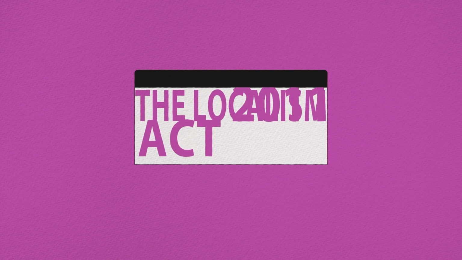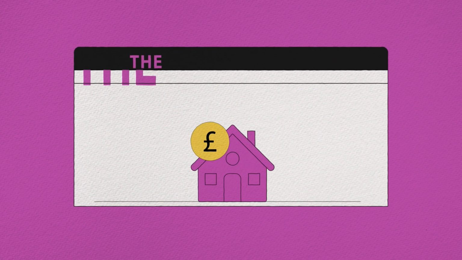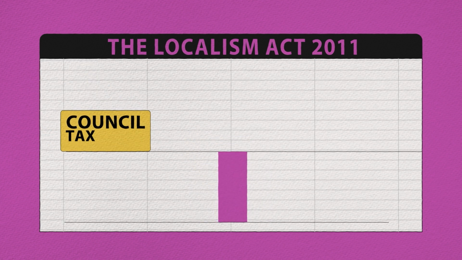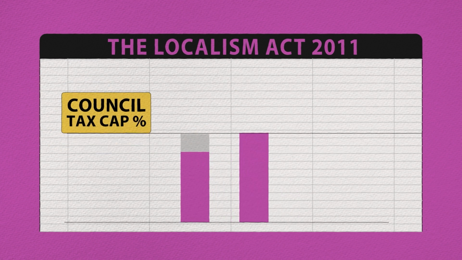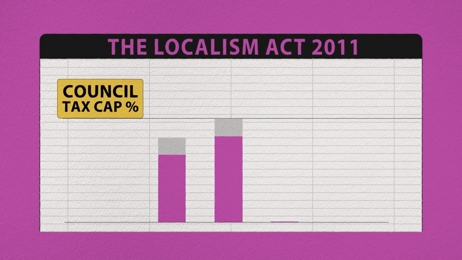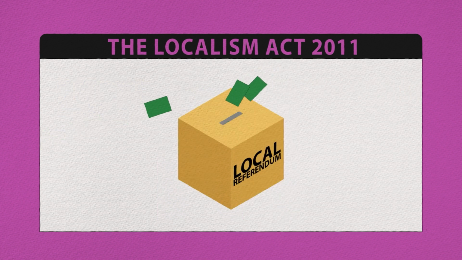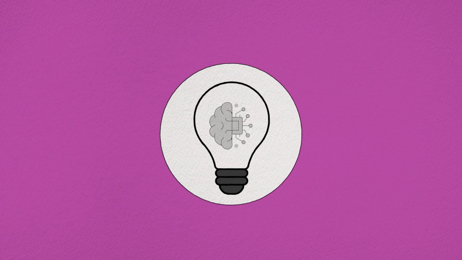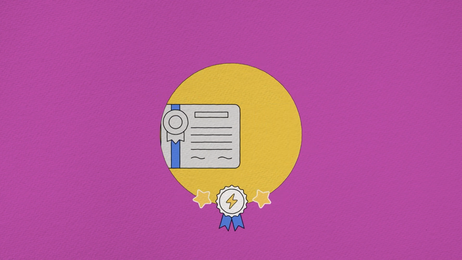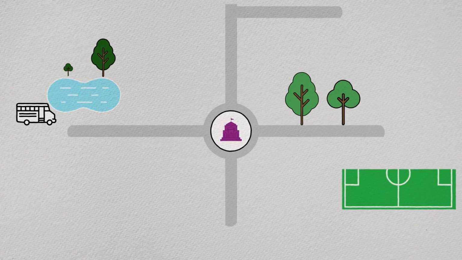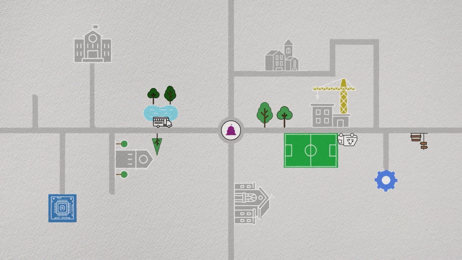The Localism Act 2011. This Act introduced a council tax increase cap, which is set by central government every year. A council can only exceed a certain percentage increase in council tax by holding a local referendum. To encourage innovation, the Act also granted a general power of competence, which gives councils the legal capacity to do anything that's not specifically prohibited in other legislation.